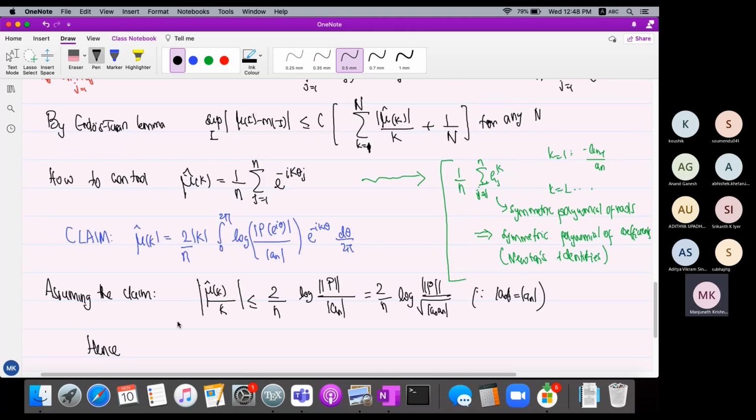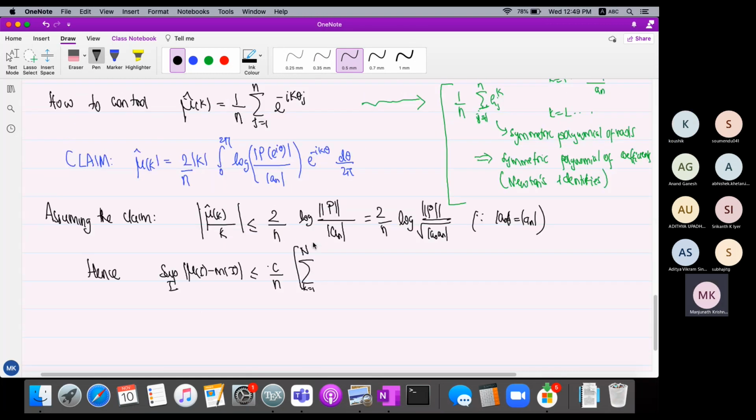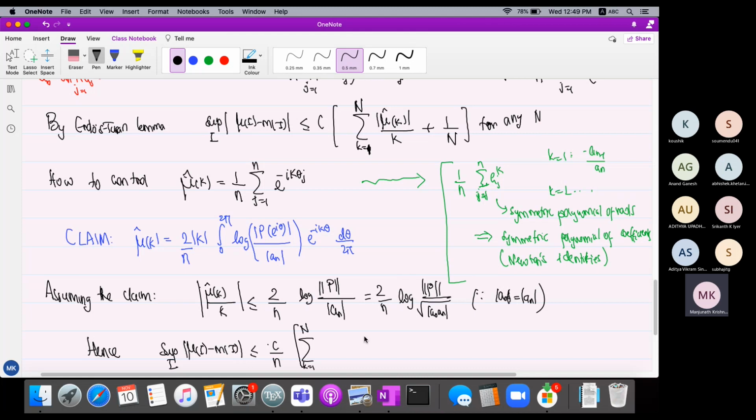Hence, if you look at this quantity, sup over all arcs, mu of I minus m of I will be bounded by what? This 2 times n, so will get me a different constant over n. What I get is k equals 1 to, now this is something completely different. Okay. So I get k equals 1 to capital N, and for each of the bounds I get norm p over, oh sorry, there is a log here, log of norm p over a_0 a_n absolute value.